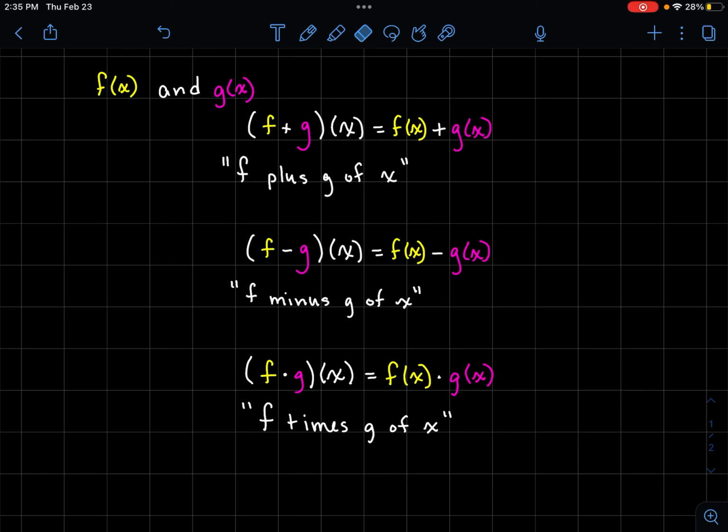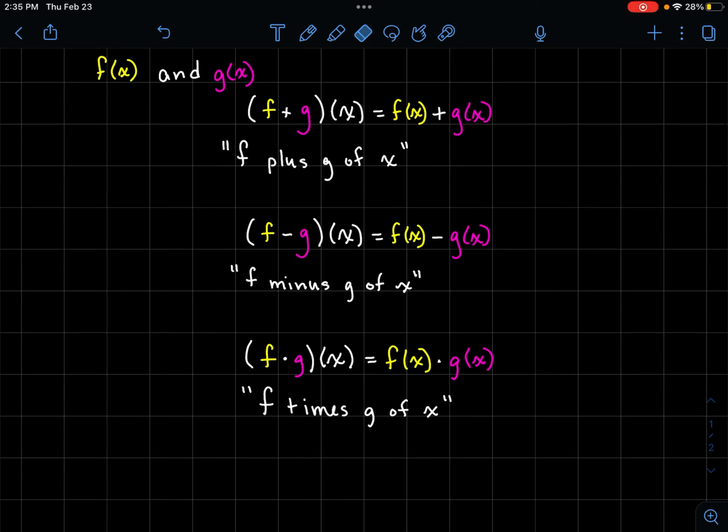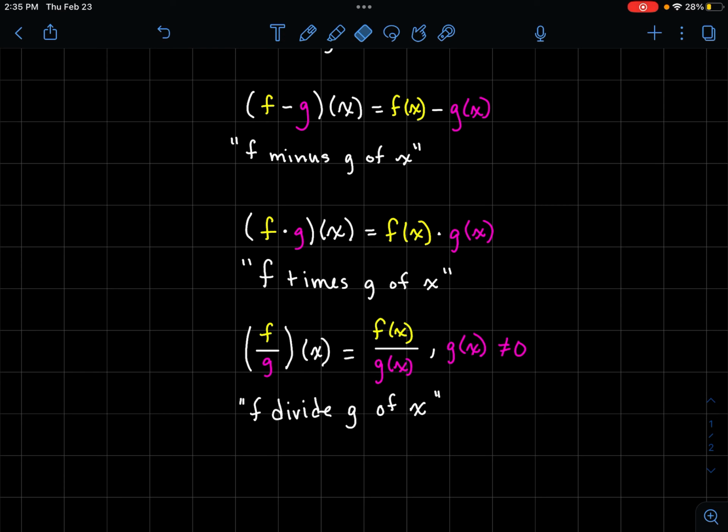We have multiplication, so we can do f times g of x, which is taking both of our functions and multiplying them together. This could lead us into just the distributive property. We could FOIL, we could take a binomial times a trinomial. It really just depends on the functions that you are given. And the fourth and final operation is division, and this is pronounced f divided by g of x, which is f of x over g of x.